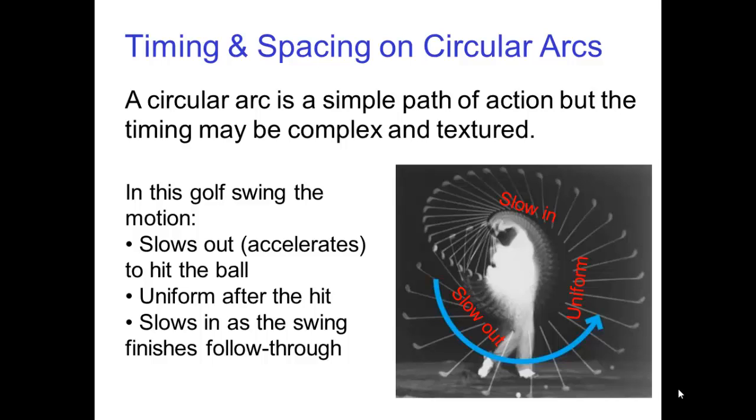Consider this golf swing. First, the motion slows out, accelerating up to when the club hits the ball. Then the motion is nearly uniform for a few frames before slowing to a stop.